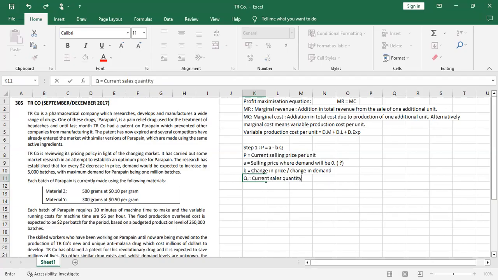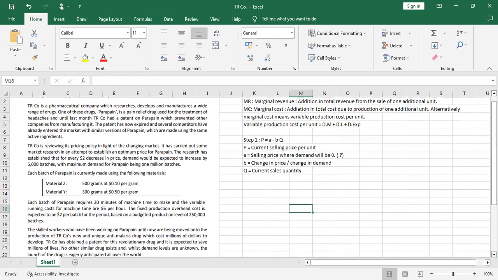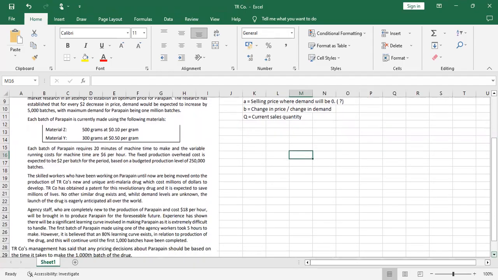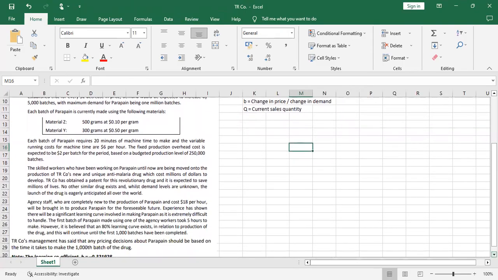Suppose in any question you are provided with production quantity as well, do not confuse yourself with the production quantity. We will use here sales quantity. So this is our step number one.